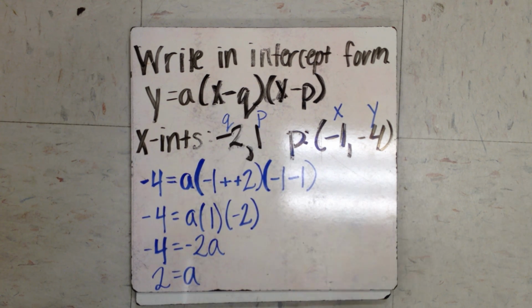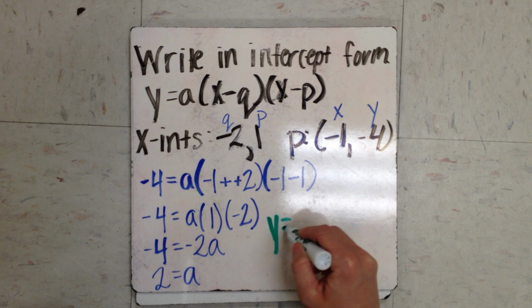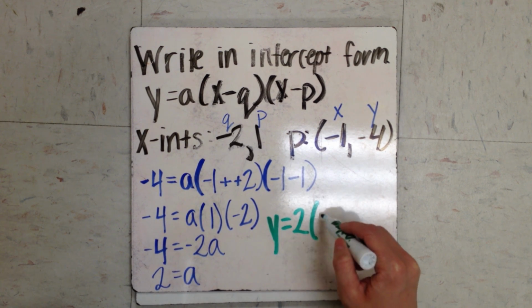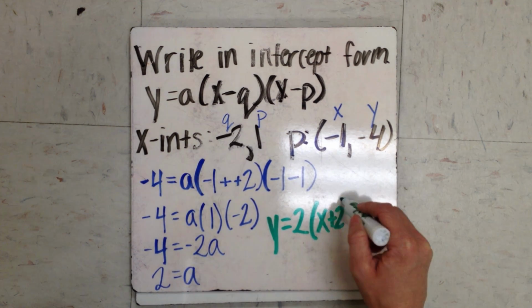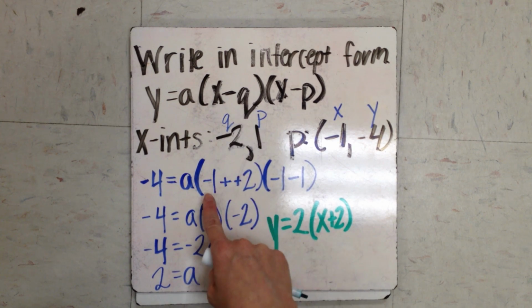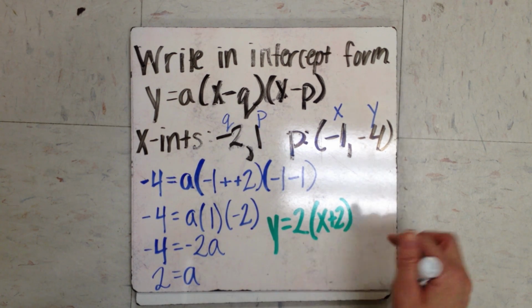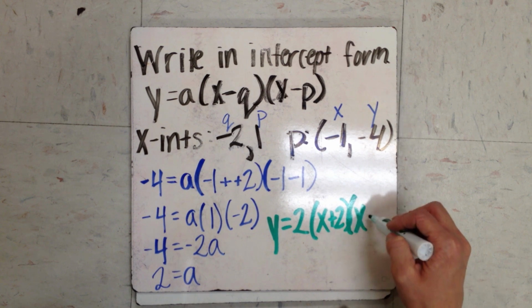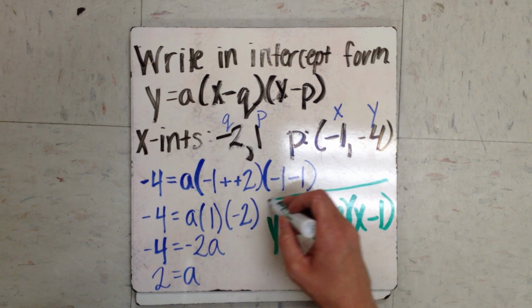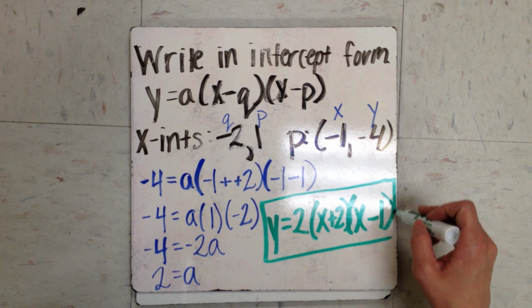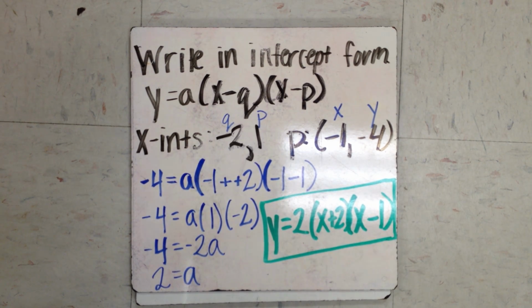So we can write this equation as y equals 2, open parentheses, that'll be x plus 2, since it's x minus -2, so x plus 2 times x minus 1. And that is the equation of that quadratic in intercept form with the given x-intercepts -2 and 1, and the point -1, -4.